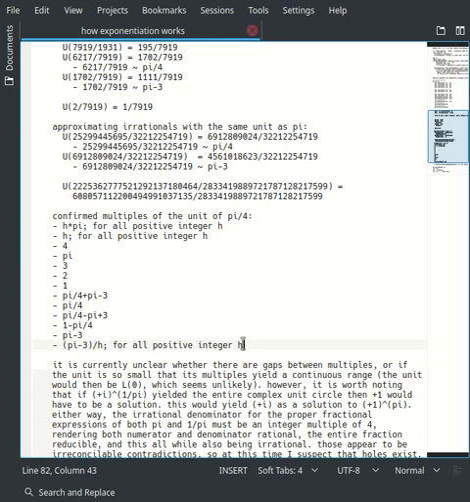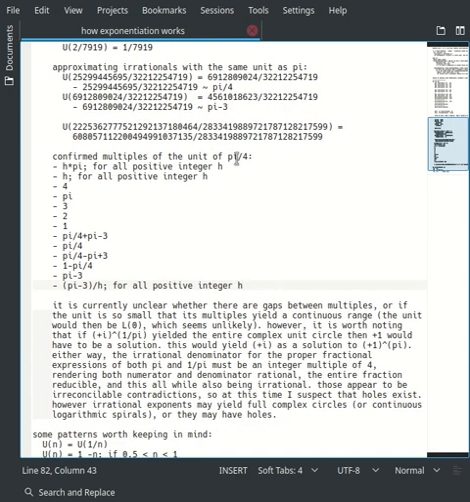which definitely guarantees us that the unit for this is infinitesimal. It's incredibly tiny. And so we're never going to find it, and we're never going to be able to use it directly. But we can use these much larger multiples of it usefully, right? So now here it is currently unclear whether there are gaps between the multiples, or if the unit is so small that its multiples yield a continuous range.